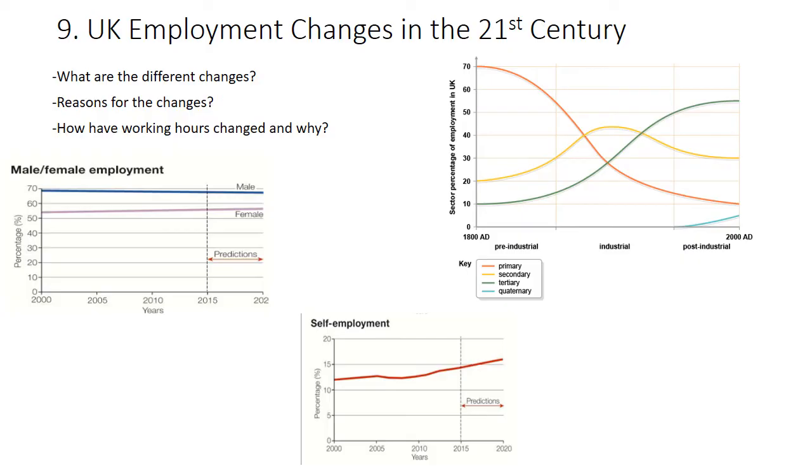more cheaply. The quaternary sector is a relatively new sector, and this is the high-end technology sector. Because the UK has got very high-end universities, for example Oxford and Cambridge, they are developing new technologies. For example, the Oxford AstraZeneca COVID vaccine.